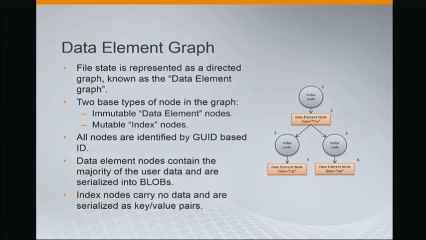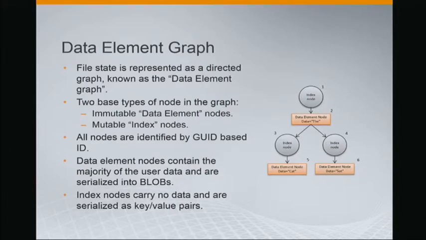So the graph I'm talking about, you'll hear in the documentation, is known as the data element graph, and it's a graph of two types of nodes. One is these things we call data elements, which is the majority of the nodes in the graph. They're interesting because they carry data, they're immutable, and they're identified by a GUID. And we then sprinkle throughout the graph a type of node we call index nodes, which are much smaller. In fact, they're just key value pairs, so they're effectively edges in the graph. And those are the mutable entities within the graph.